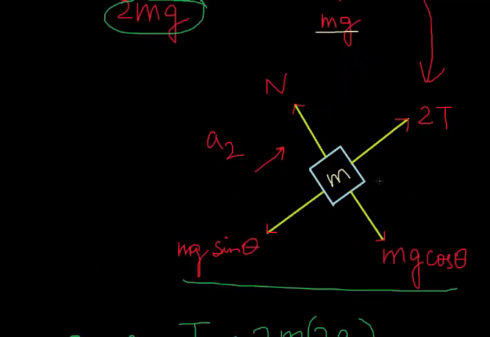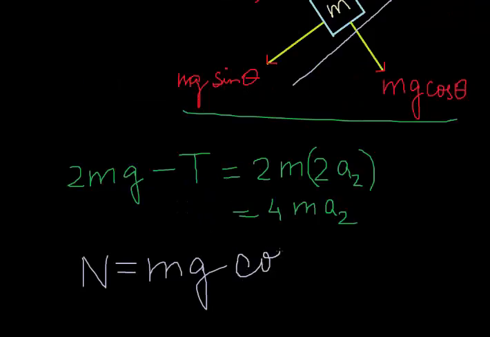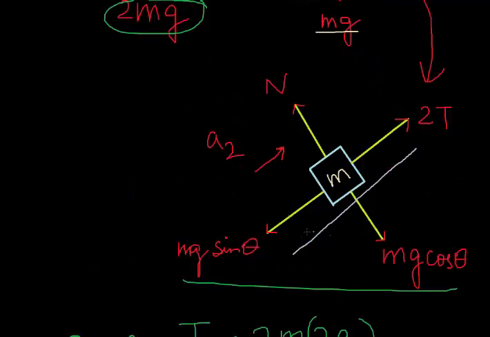For the second block, we have to write the force equations in both directions. The acceleration is in the direction parallel to the surface of the wedge, so there is no acceleration in the direction perpendicular to the surface of the wedge. Therefore we can equate these two forces, N and mg cos theta. So we can write N equals mg cos theta.